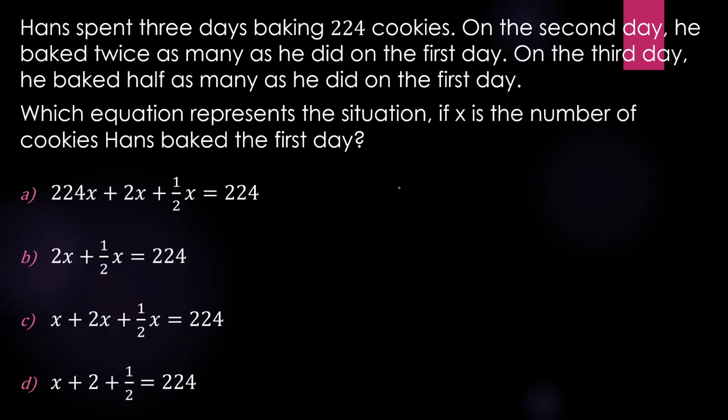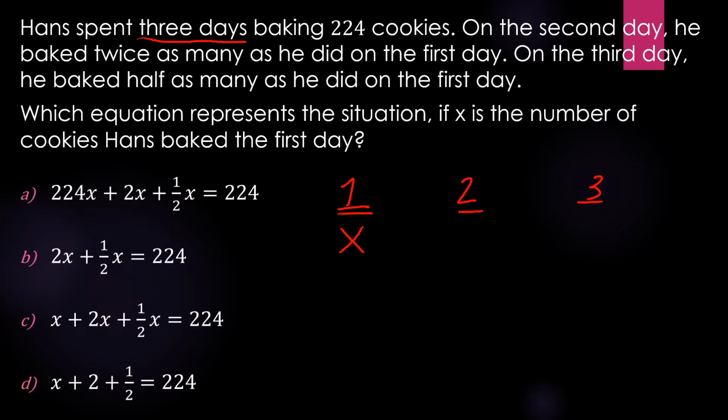Okay, so let's think about this. Hans is baking cookies over 3 days, right? So we have his first day of baking, his second day of baking, and then his third day of baking. On the first day, we don't really know how many cookies he baked. All we know is that he baked some amount of cookies on the first day. Since I don't know how many he baked, I'm going to just put an x, right? A variable is something that represents a number that we don't know yet. And I don't know how many cookies Hans baked on the first day.